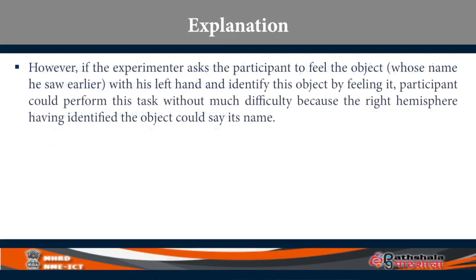So, if the experimenter asks the participant to feel the object, and that is what you have seen in the picture earlier, and the patient has seen the name earlier before the experiment started with his left hand, he'll feel it with the left hand and identify the object by feeling it. The participant could perform this task without much difficulty because the right hemisphere, having identified the object, can name it.